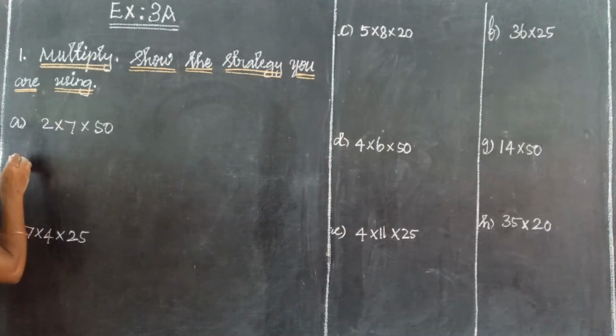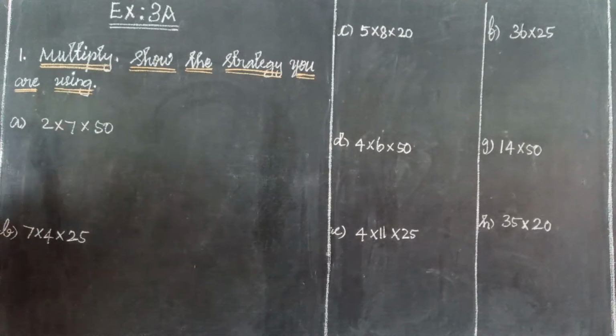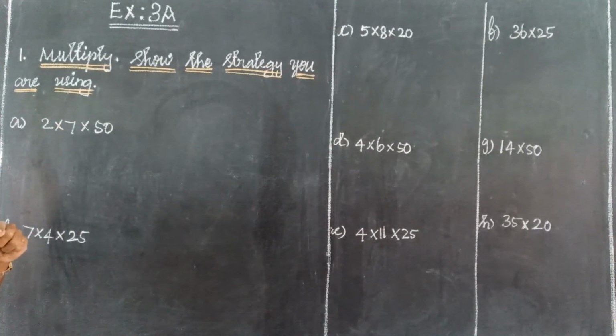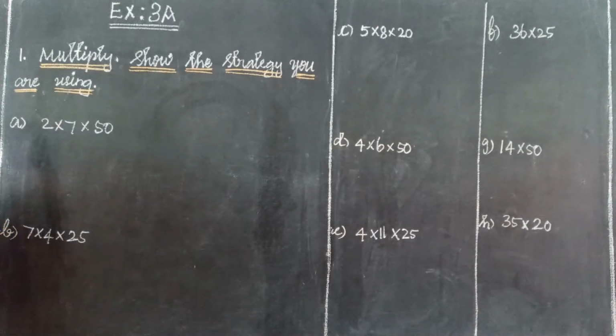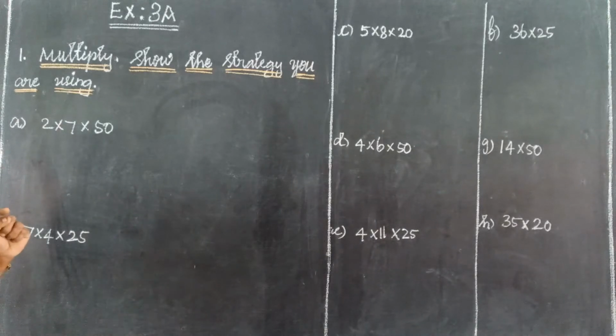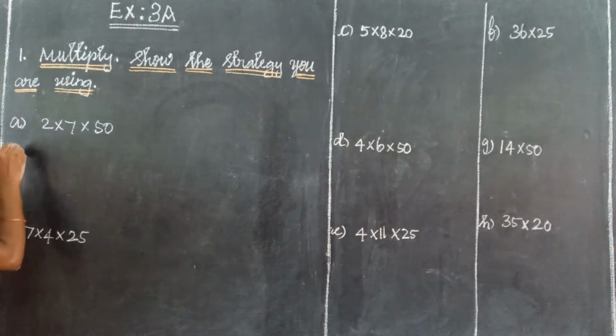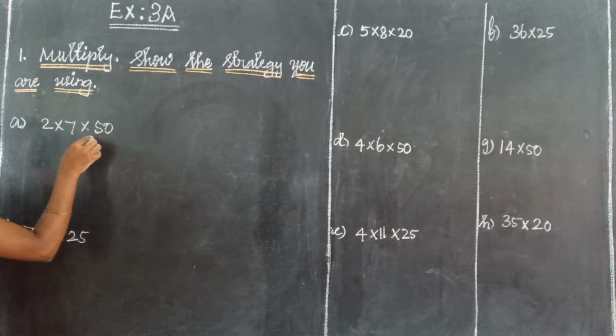First of all, I choose the first two values and multiply them, and then multiply that answer with the third value. Okay? We choose the first two values, and multiply their answer with the third value. First of all, 2 into 7 into 50, is it?